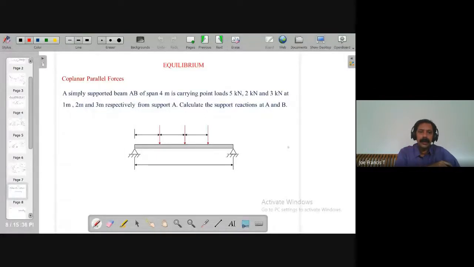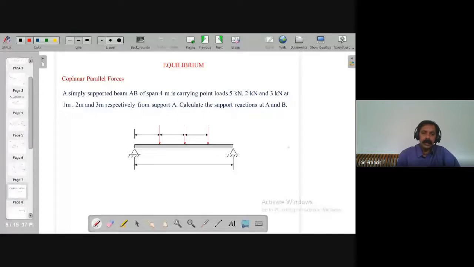Now I have a question here. A simply supported beam AB of span 4 meter is carrying point loads 5 kilonewton, 2 kilonewton and 3 kilonewton at 1 meter, 2 meter and 3 meter respectively from support A. Calculate the support reactions at A and B. So this is a question.